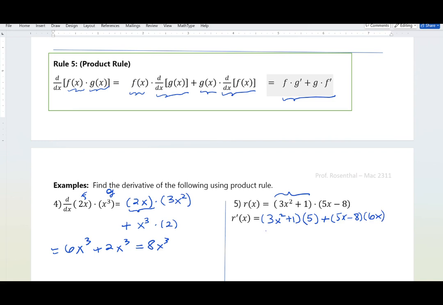At this point, usually you're going to have some things to distribute and simplify. So for instance, I could go 5 times 3x squared. That's 15x squared, and 5 times 1, so plus 5, and then let's distribute these. 6x times 5x, that's 30x squared, minus 48x. And if we simplify this, I can combine like terms, 15x squared plus 30x squared. That will give me 45x squared.